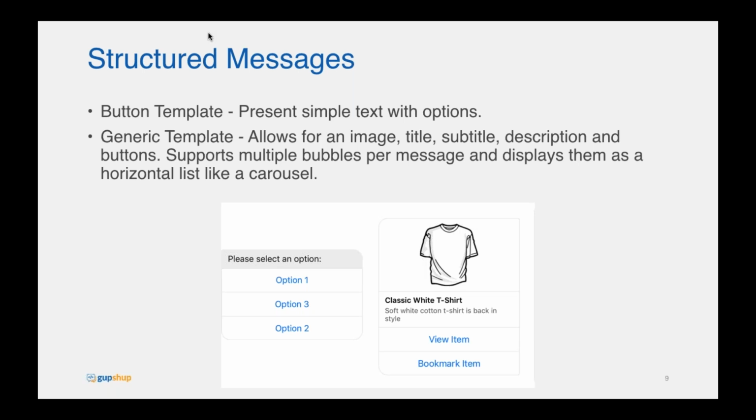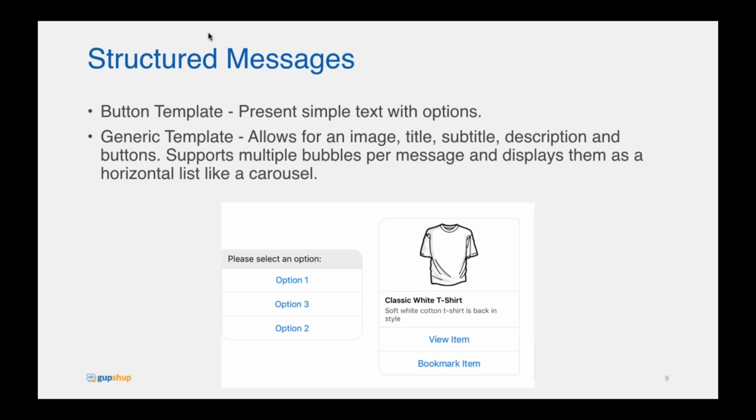So Facebook has this fondness for the carousel format. Some of you might have seen their ad format on your Facebook mobile app, where there is a horizontal scroll in certain ad units. Similarly, they have what they call a generic template, the classic white T-shirt that you see there on this image.